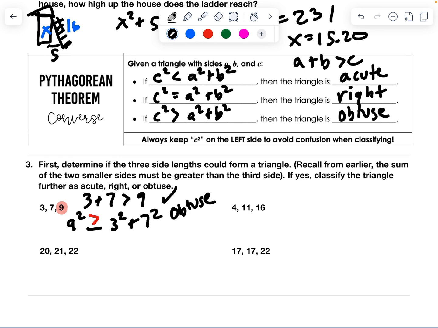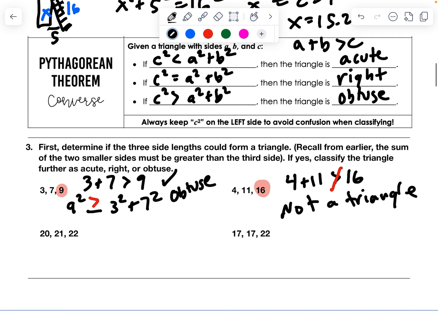All right, let's check the second one here. 16 is my longest side, so it's going to act as C. So let's look at: is 4 plus 11 greater than 16? This is a no. So this is not a triangle. These lengths cannot form a triangle. It cannot be a right triangle, an acute triangle, or an obtuse triangle. It is not a triangle.